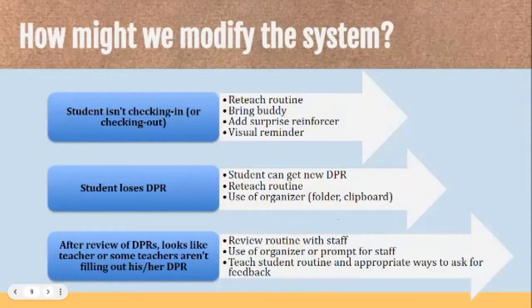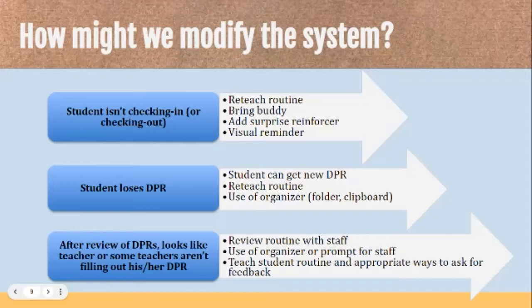So these are some systems pieces that we find sometimes when we're implementing Tier 2. Look at those 3 common systems errors and modifications that can be made for each example. So we might say the student isn't checking in or checking out, so we might encourage reteaching of the routine. Maybe they can bring a buddy with them, add a surprise reinforcer, or a visual reminder. If a student loses a DPR, students can get a new DPR. They can reteach the routine and use an organizer like a clipboard or a folder to keep their DPR in.